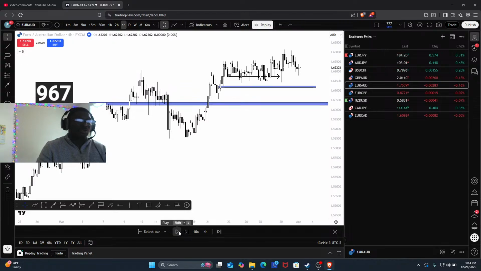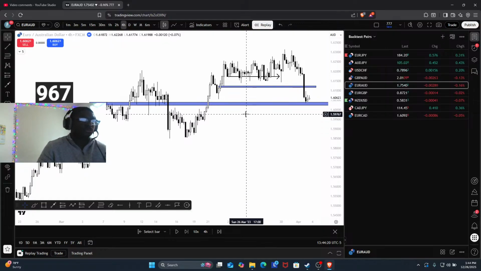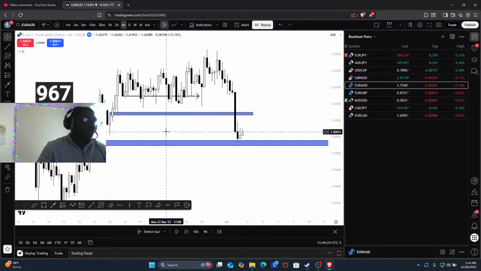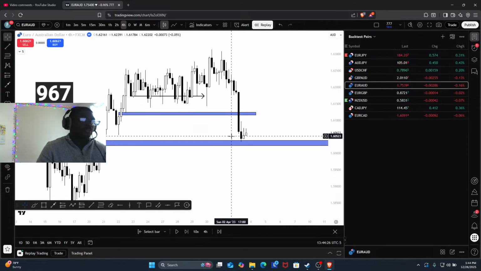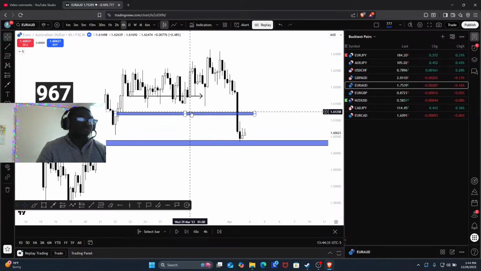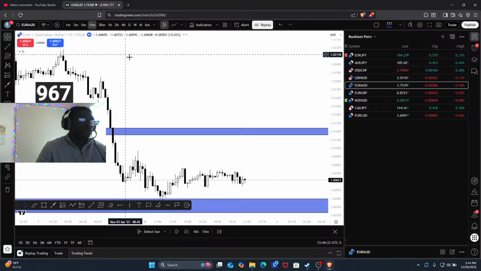Really want to see it go in there. It's not going anywhere, y'all. Boom. Ran through, right? It ran through that, so that's invalid. But it did stop here off of the daily. 1, 2. So what we do?